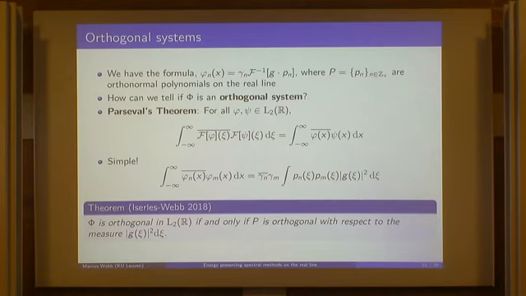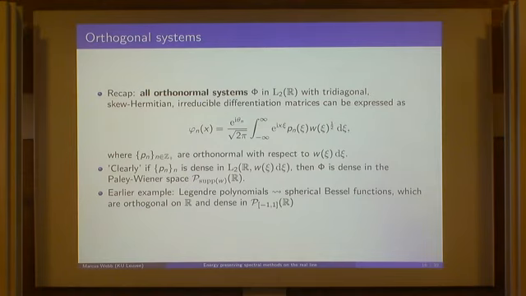So these systems are orthogonal on the real line if and only if the orthogonal polynomials it's derived from are orthogonal with respect to the g that we've used in the formula. So it's a special choice of g which will make it an orthogonal system. Just to summarize, all orthonormal systems with a tridiagonal skew-Hermitian irreducible differentiation matrix can be expressed in this form. So this w to the half is a special choice of g, it's the square root of the weight for the orthogonal polynomials Pn.